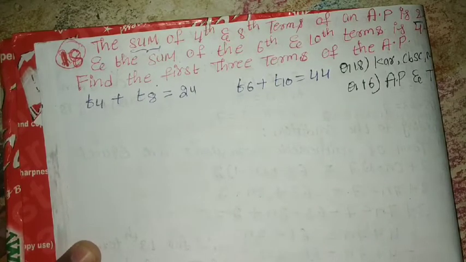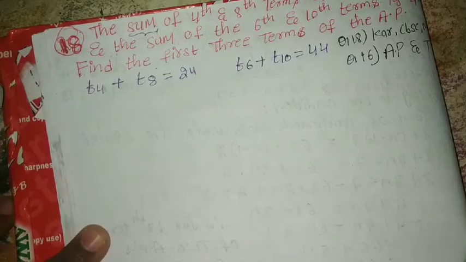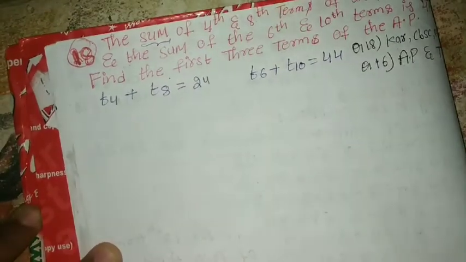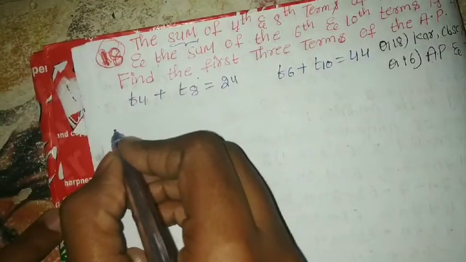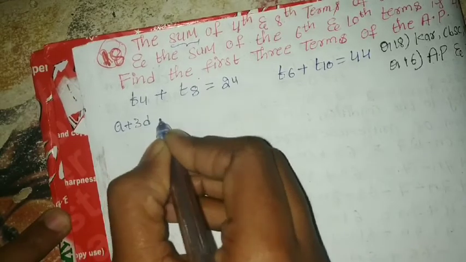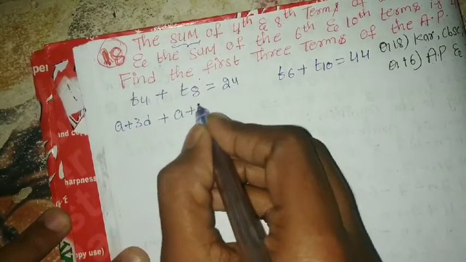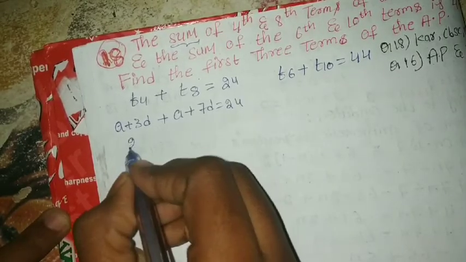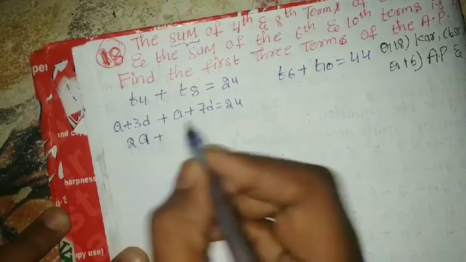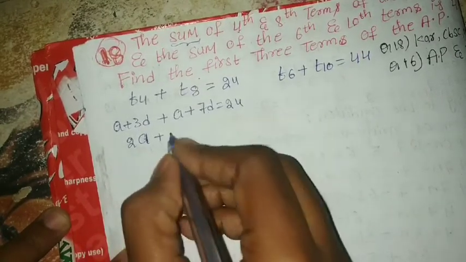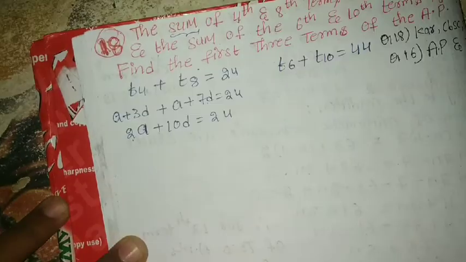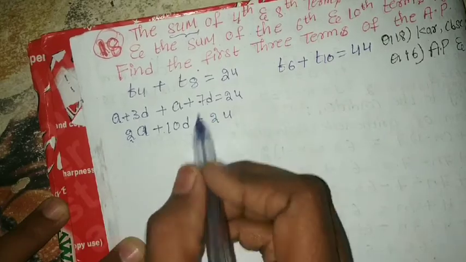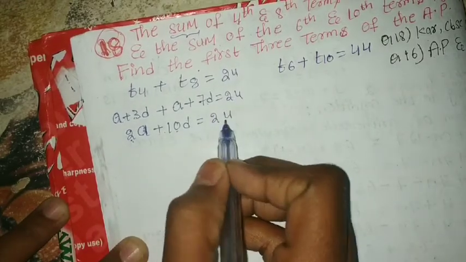How can we find it? First of all, we need to find the first term and the common difference. Then how can you find it? See, very simple. The term 4 can be written as A plus 3D. Term 8 can be written as A plus 7D, is equal to 24. So, A plus A, 2A, plus 3D plus 7D, 10D, is equal to 24.